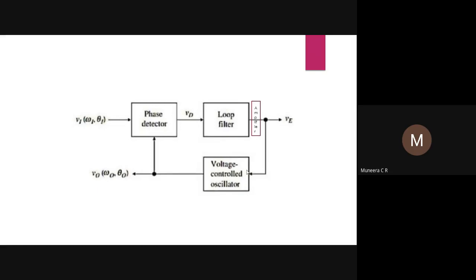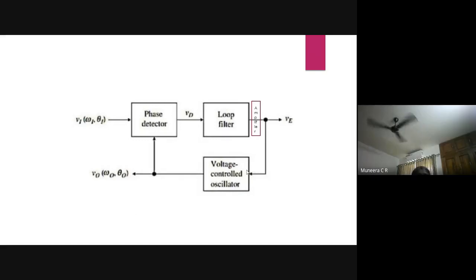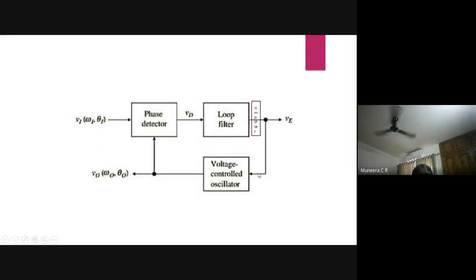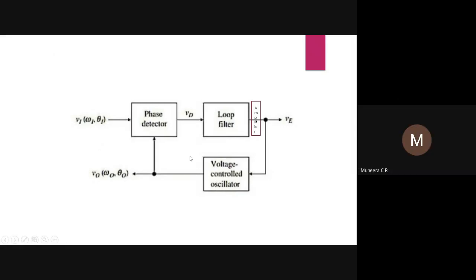So if there is no input for the VCO, it will oscillate at the free running frequency omega 0. If there is an input voltage, then according to the polarity and amplitude of the input voltage, the VCO oscillates at some other frequencies other than omega 0.